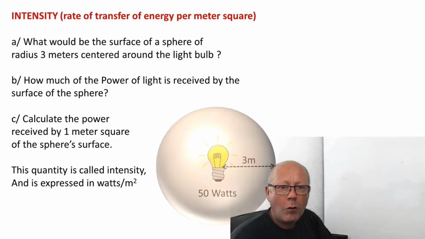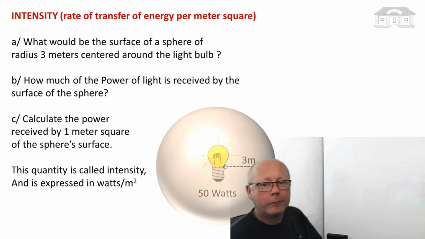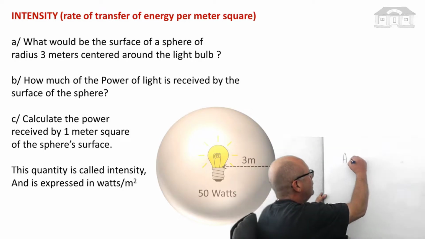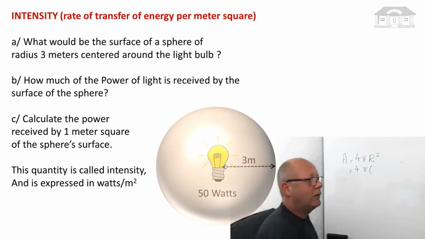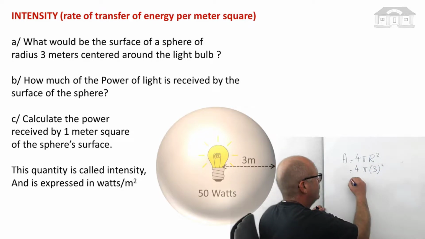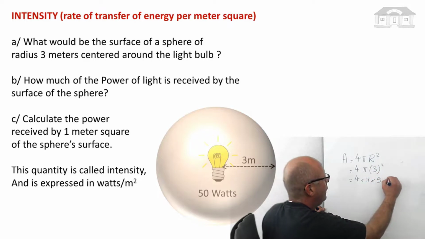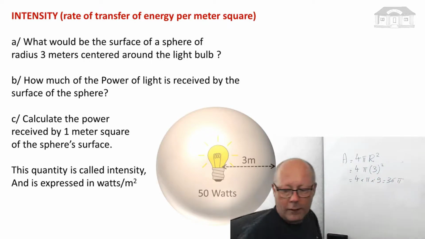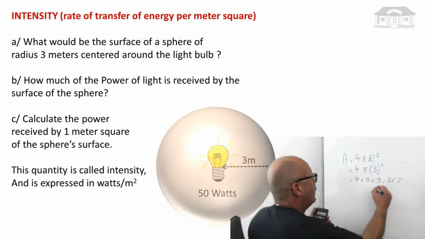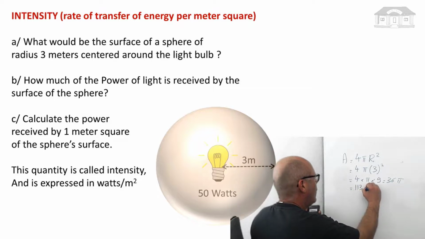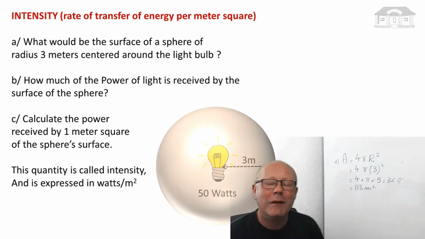Question 1. What will be the surface of a sphere of radius 3 meters centered around the light bulb? So the area of the sphere is 4 pi r squared. So that is 4 by pi, and the radius was 3 meters, so 3 squared. So that is 4 by pi by 3 squared, 9, so 36 pi. And this gives me 113 meter squared.